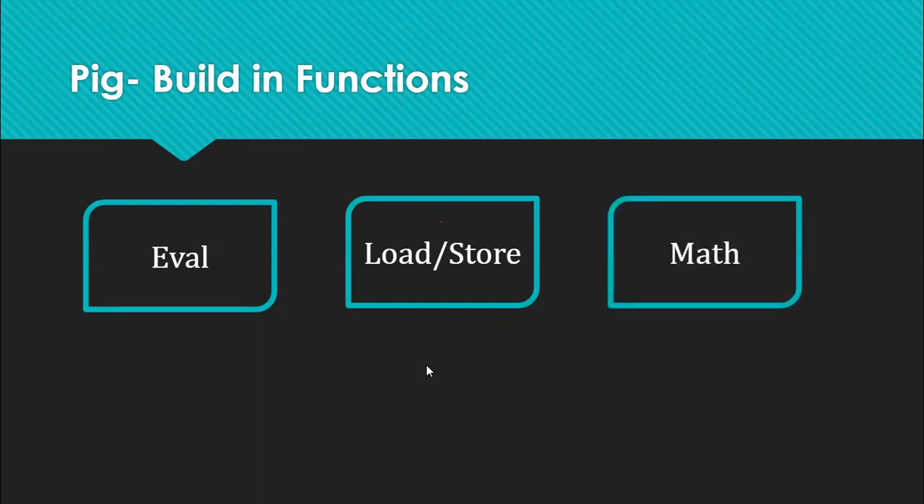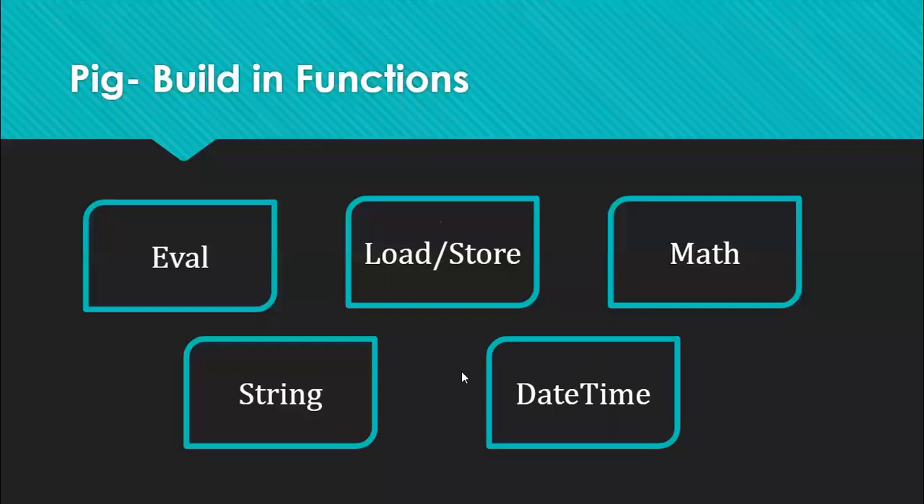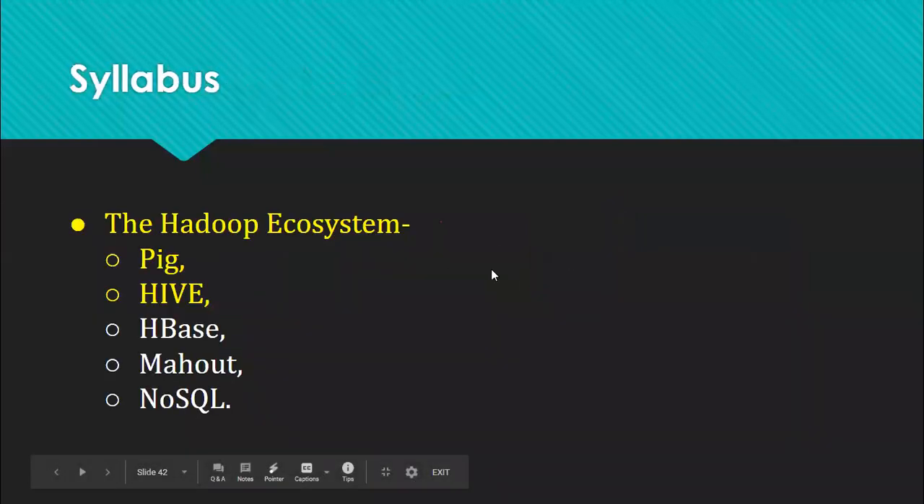For mathematical operations like square, square root, cos, sine, tan, all these math-related functions are provided by Pig. All operations you can perform on a string, like comparison, finding a length, finding a substring, concatenating a string, also have built-in functions in Pig. And last, all functions related to date and time are also provided by Pig. Okay, so here we have completed Pig.